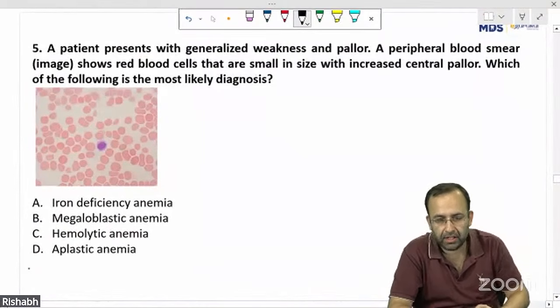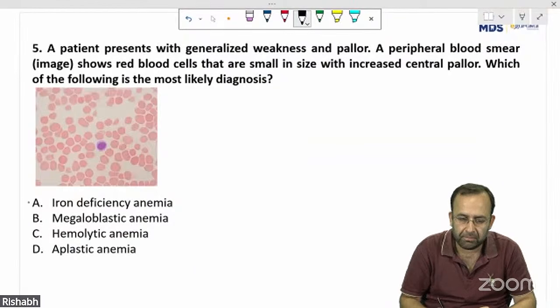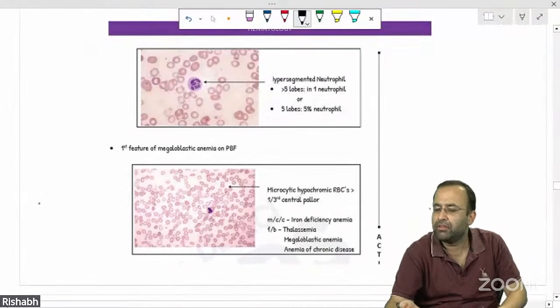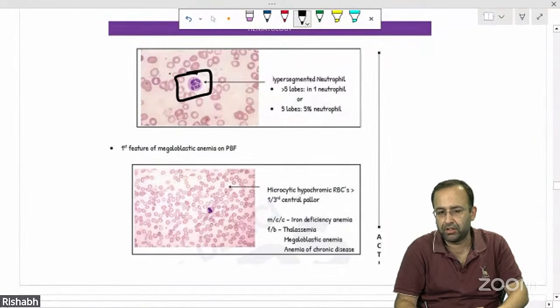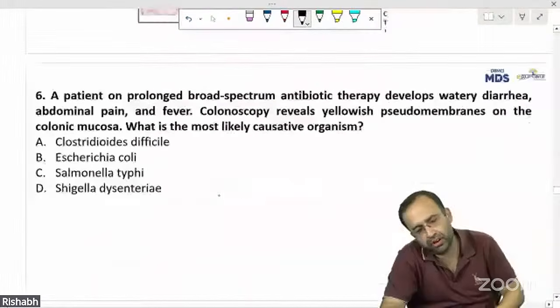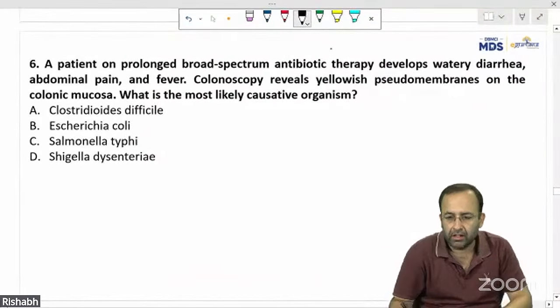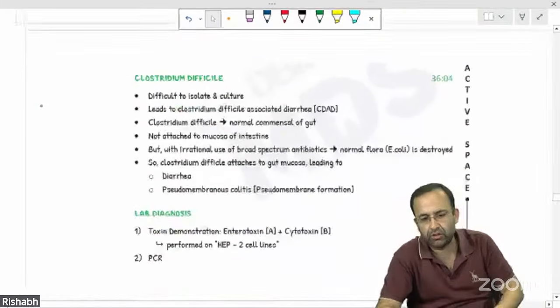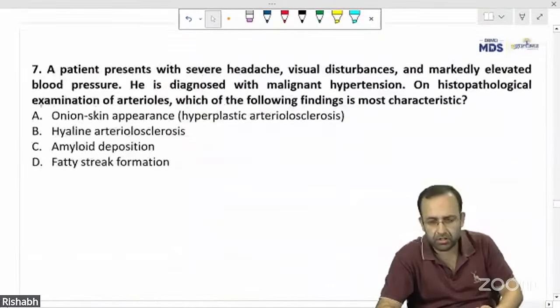Next question. Small size, central pallor बढ़ा हुआ है. Iron deficiency anemia. Plain and simple. We have seen the images. Hypersegmented neutrophil है तो megaloblastic anemia. Central pallor is more than 1/3, iron deficiency anemia. ये pseudomembrane formation and stuff, watery diarrhea after prolonged broad spectrum antibiotics. You know this, that this is Clostridium difficile infection.